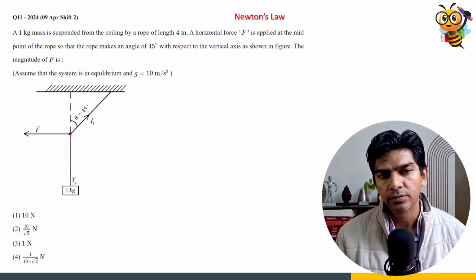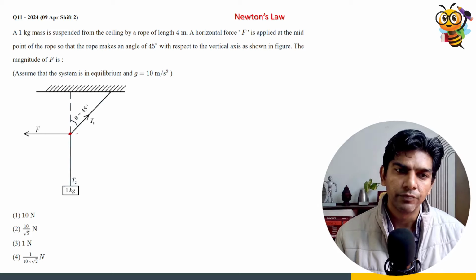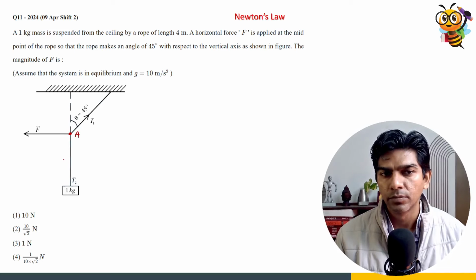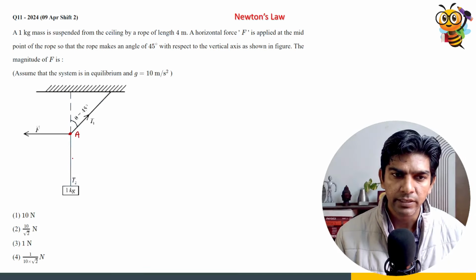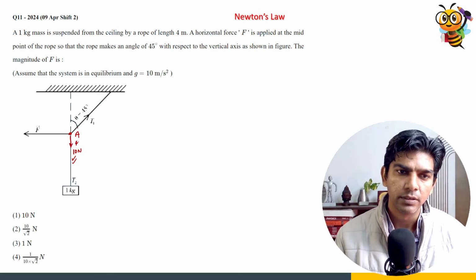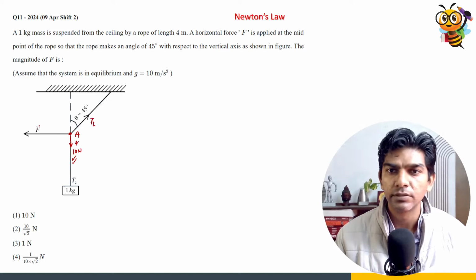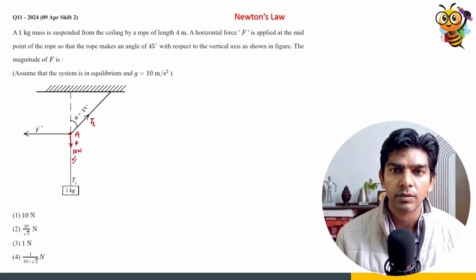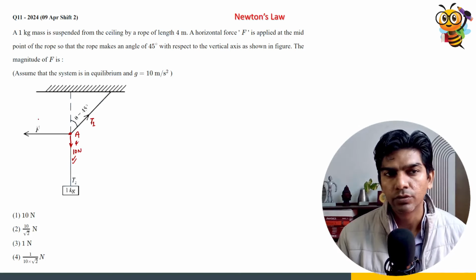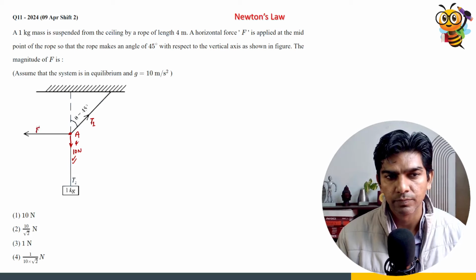Since it is in equilibrium, if you draw the free body diagram of A, we can say in this portion the tension will be 10 Newton. Let me show the forces. There will be a tension 10 Newton in the downward direction and there will be tension T1 in this direction, and we are exerting an external force F in the left direction. We have to find the magnitude of F.